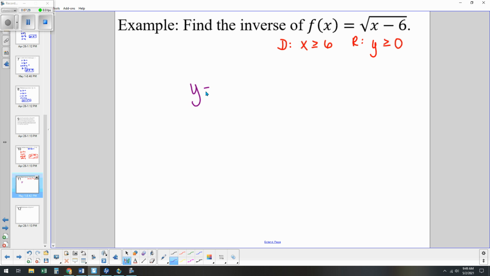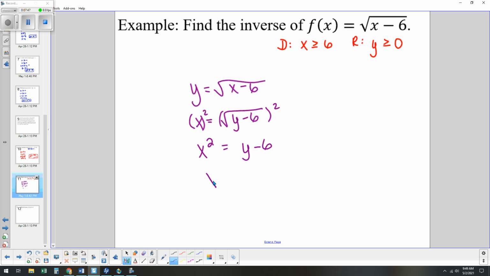So we'll start with y equals the square root of x minus 6. So x equals the square root of y minus 6. To get rid of the square root, we'll square both sides. So now x squared equals y minus 6, and we'll add 6. So now we have g of x equals x squared plus 6, and that's only when x is greater than or equal to 0.